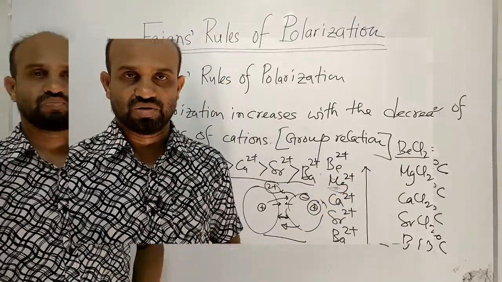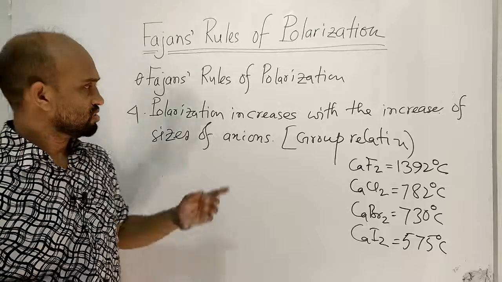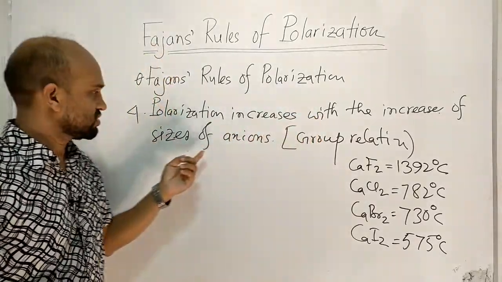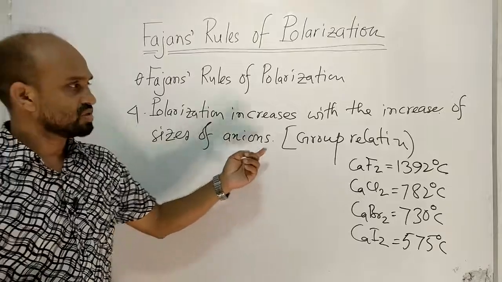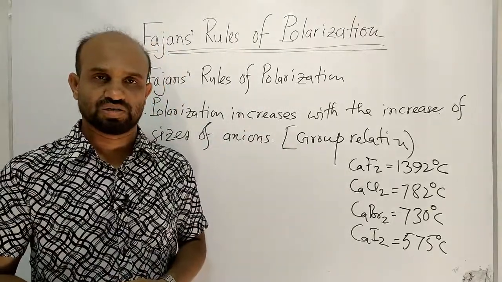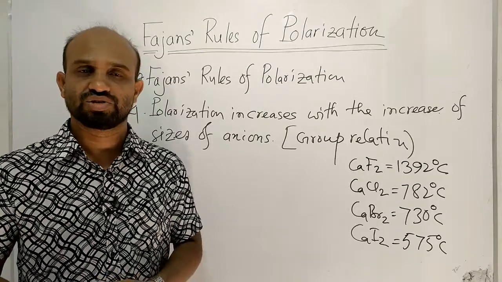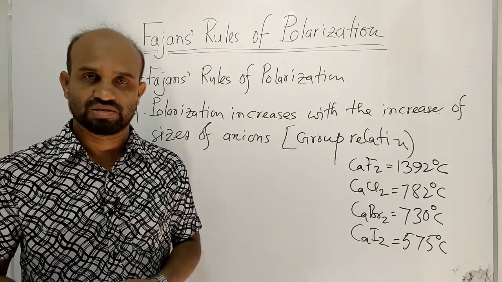Let's see the next rule. Rule number 4. Polarization increases with the increase of sizes of anions. This is also a group relation. That means along a group, polarization changes with the change of anionic sizes.